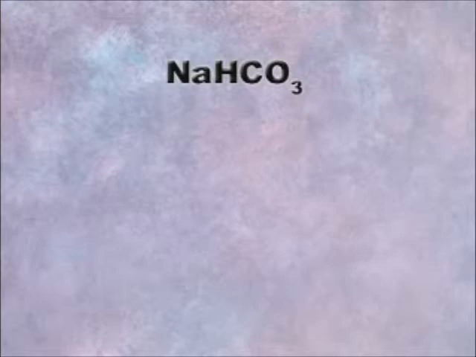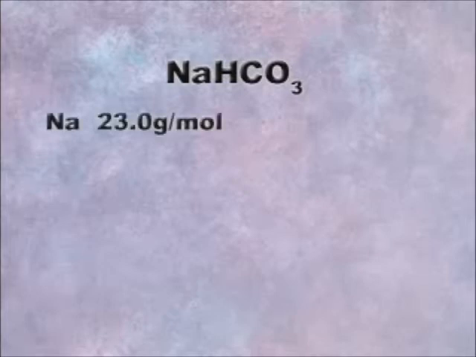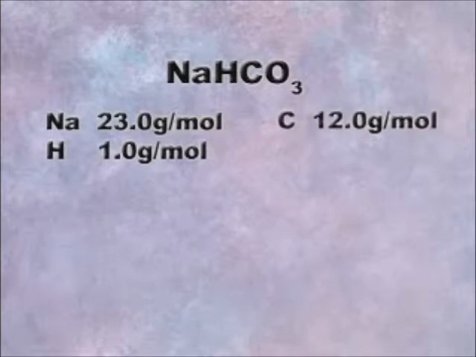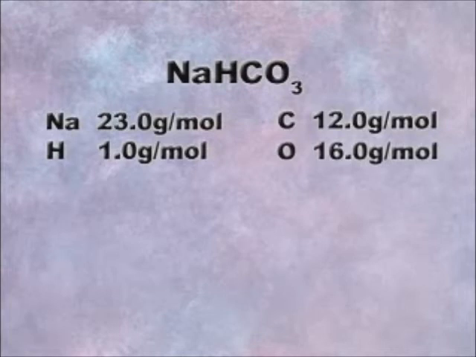NaHCO3. The molar mass of sodium is 23.0 grams per mole. Hydrogen is 1.0 grams per mole. Carbon is 12.0 grams per mole. And oxygen is 16.0 grams per mole. Calculate the percentage of carbon.